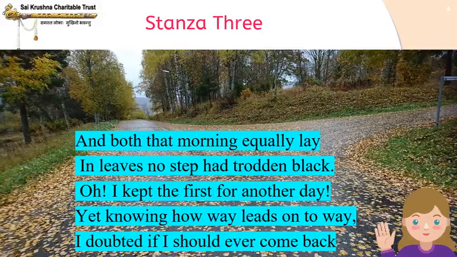Yet, knowing how way leads on to way, I doubted if I should ever come back. Here the poet is saying that he is in doubt whether he will come back. He actually knows that he may not be able to come back. It is important in life to make good choices. Sometimes we make decisions without thinking, or we do it because our friends do it. But we should always think of the pros and cons before making a decision, as we should remember that we cannot take the road we avoided.